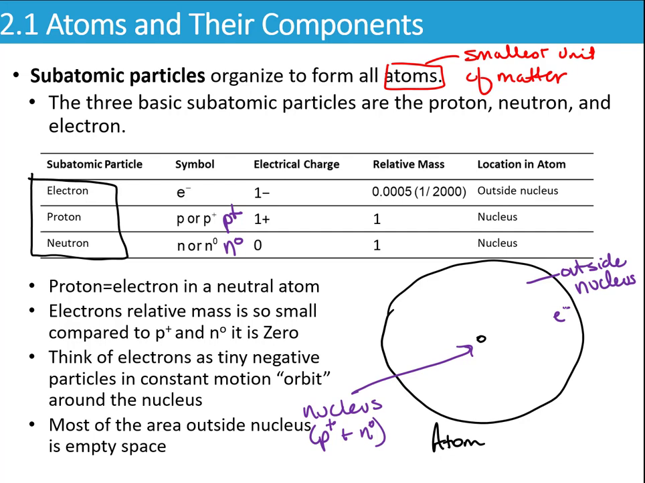So protons and electrons are going to be equal in a neutral atom. And neutrons don't add to a charge. So that was another difference. So you can see the e, oftentimes it's written with a negative.